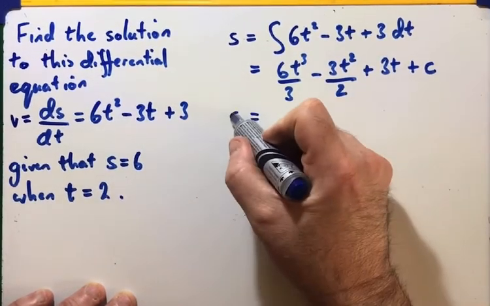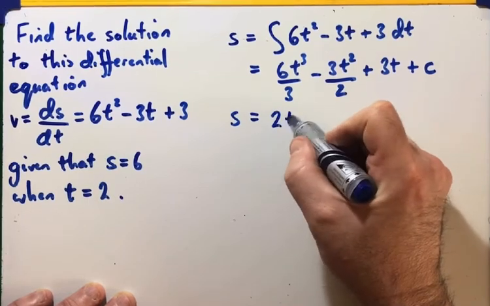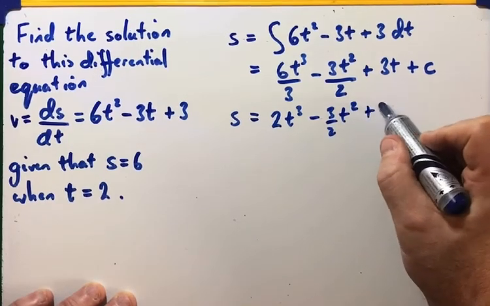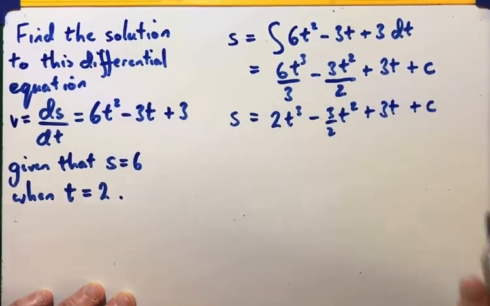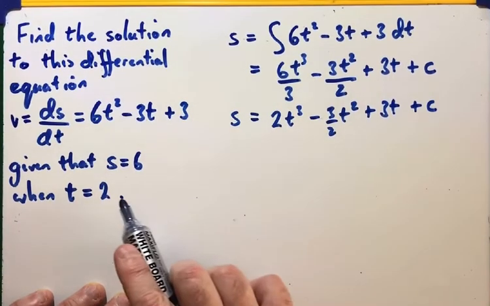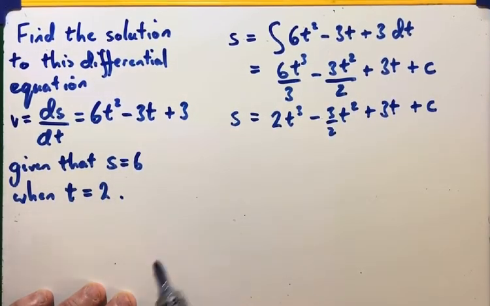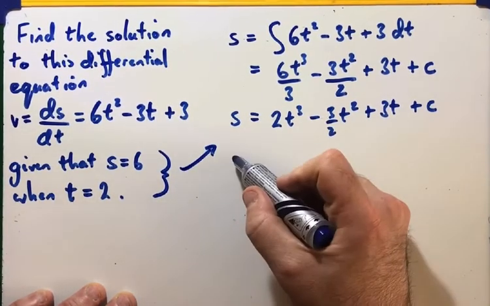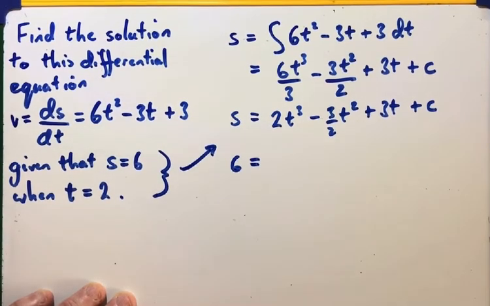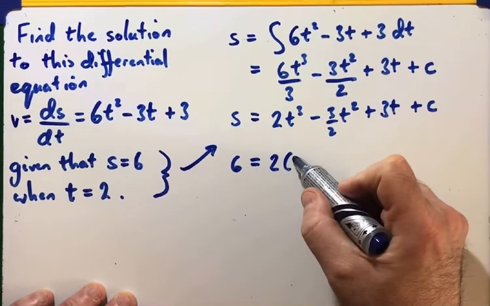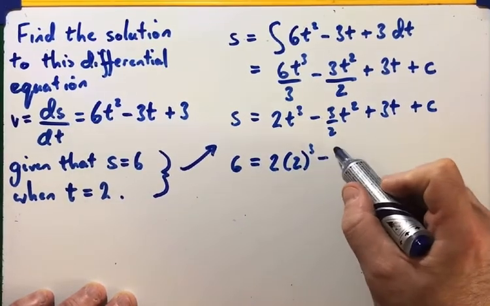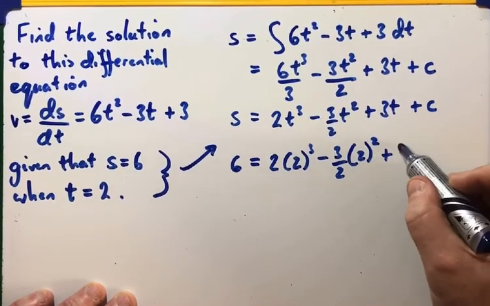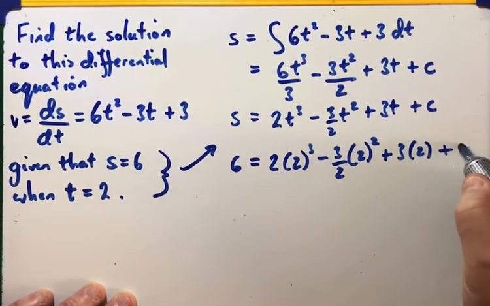Tidying it up a little bit, we've got s equals 2t cubed minus 3 over 2 t squared plus 3t plus c. Now, to work out the c, we've been told when t is 2, s is 6. So we'll substitute these two values into there. And if we replace the s with the 6, we've got 2 times 2 cubed minus 3 over 2 times 2 squared plus 3 times 2 plus c.